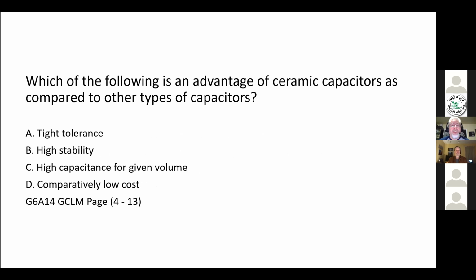Which of the following is an advantage of ceramic capacitors as compared to other types of capacitors? A, tight tolerance. B, high stability. C, high capacitance for a given volume. Or D, comparatively low cost. Delta. Low cost. Delta is correct.